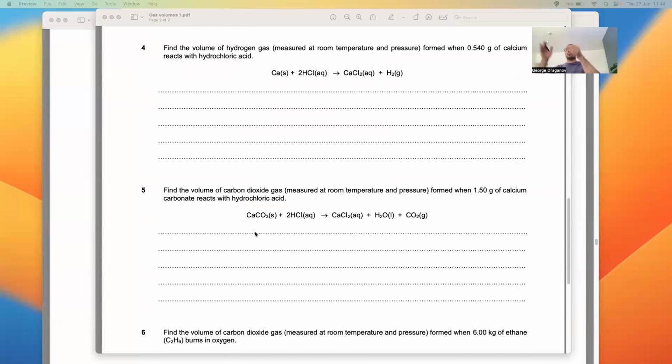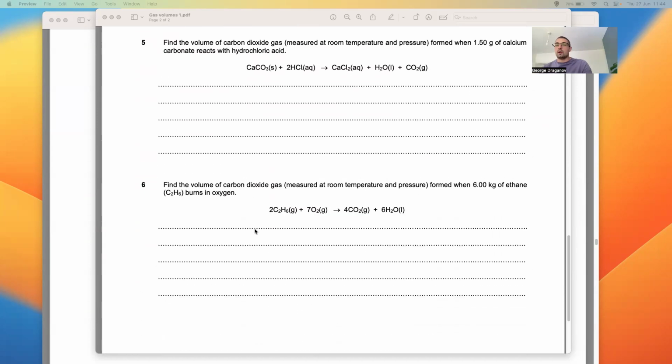Now, these are the main course questions, I would say. These are the types of questions you'll get in the full-on exam. Before, in reactant masses, we did moles ratio mass. Now we're going to do moles ratio volume. So I call it Mr V.